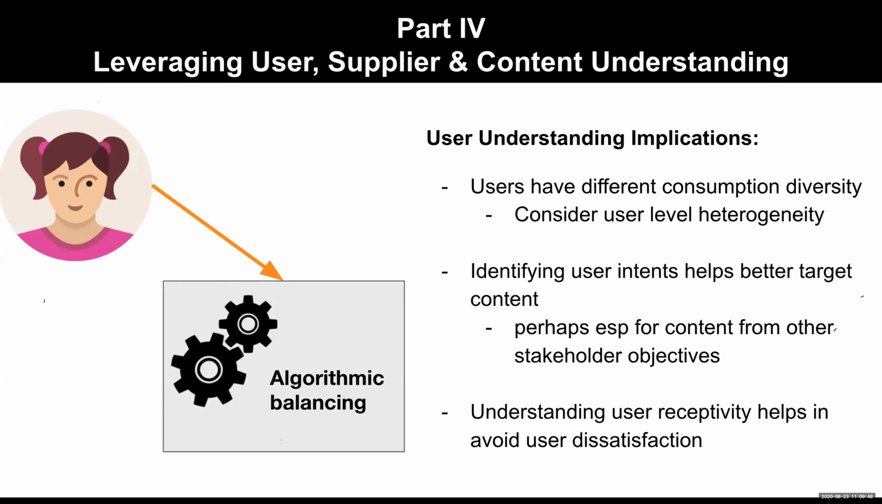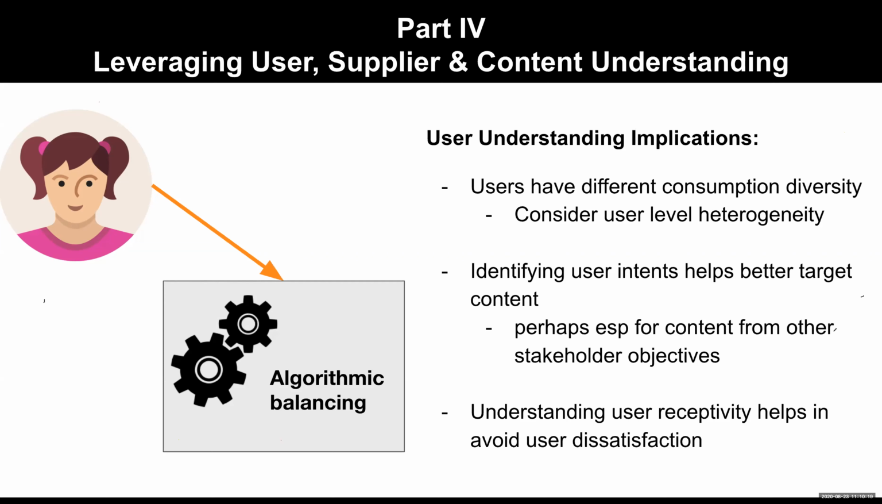In the second case, the ability to identify intent in real time is going to be super important, especially when we want to surface content from other stakeholder objectives. Some intents will have a high amenability to showing content from other stakeholders, whereas some intents are really specific and you dare not do anything apart from that. So having that intent understanding helps design better marketplace matching algorithms.